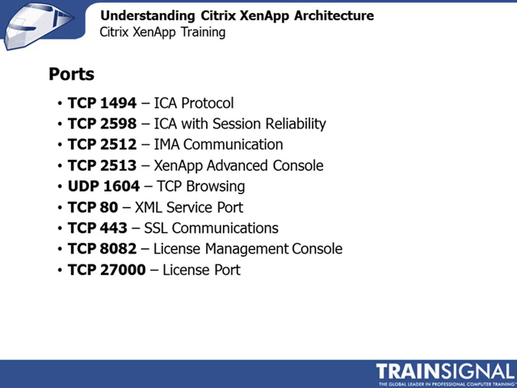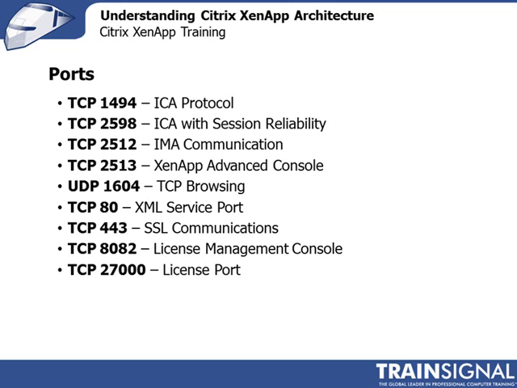If you're going to use session reliability, then you want to make sure port 2598 is open, especially if you're connecting from the outside. TCP port 2512 is for IMA communication, server-to-server communication. TCP 2513 is when you're using your administrative console to communicate with the different XenApp servers. You do that over port 2513. UDP 1604 is for TCP browsing, and you have the rest of the ports here.